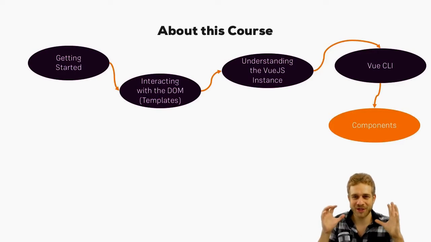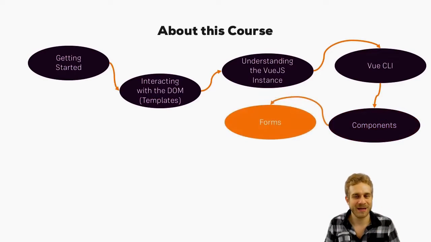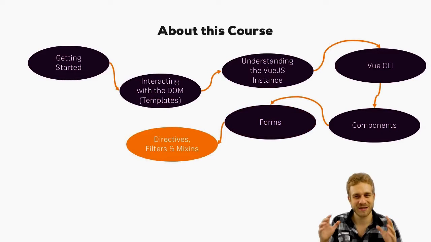Well, with all these core features being set, we will then have a look at forms. How can we handle user input? How can we use different form elements? And how can we create our own form control? Thereafter, we'll have a look at directives, filters, and mix-ins. What are all these things? How can they help you? How would you use them in your application?